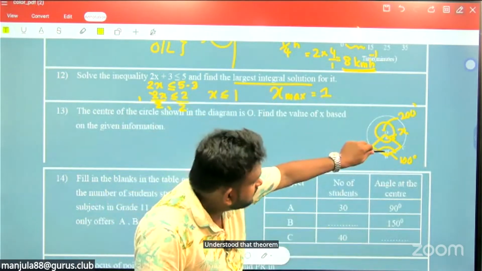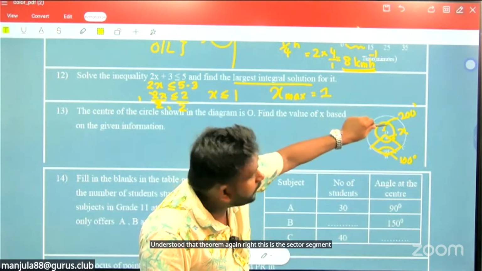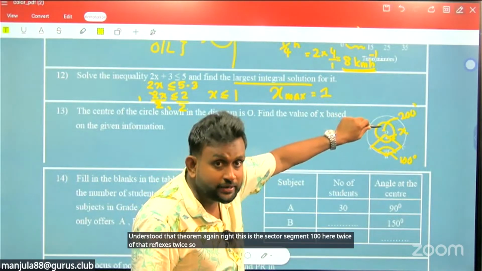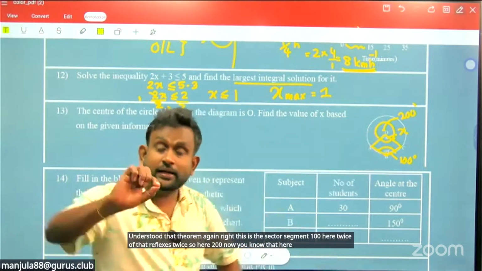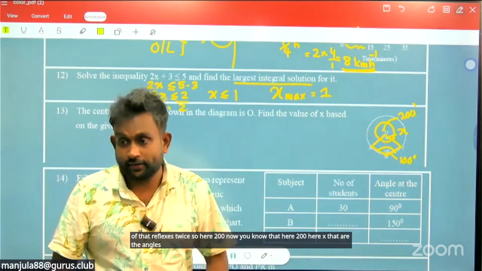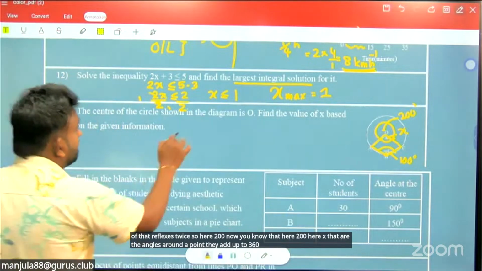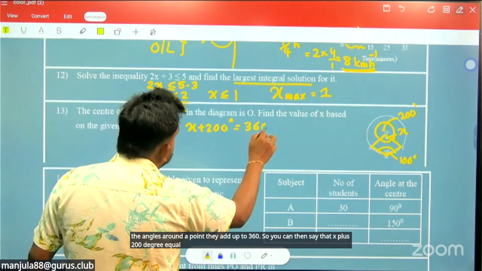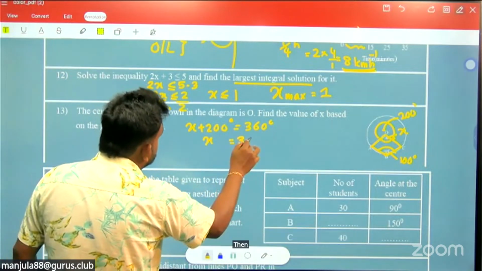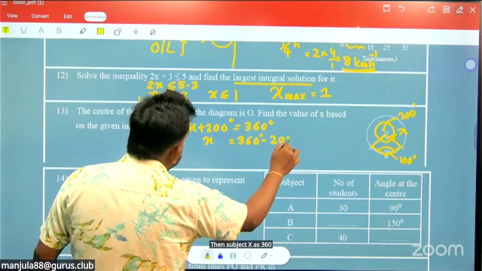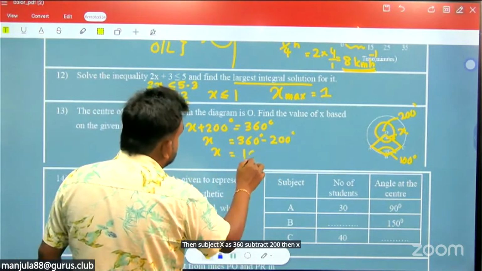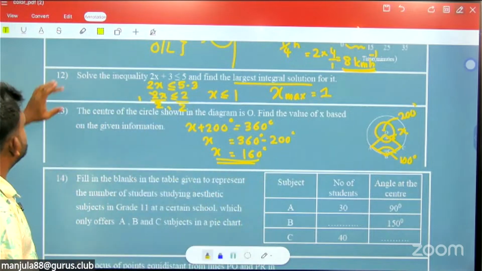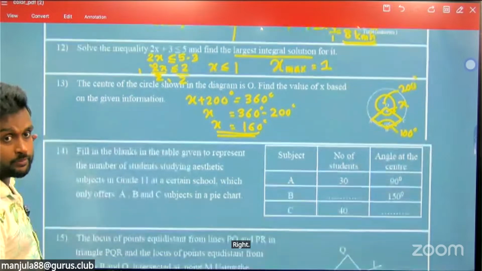This is the segment 100. Here the reflex is twice of that, so 200. Now you know that here is 200, here is x. The angles around a point add up to 360. So x plus 200 degrees equals 360 degrees. Then making x the subject, 360 minus 200, x equals 160 degrees. Remember those theorems.